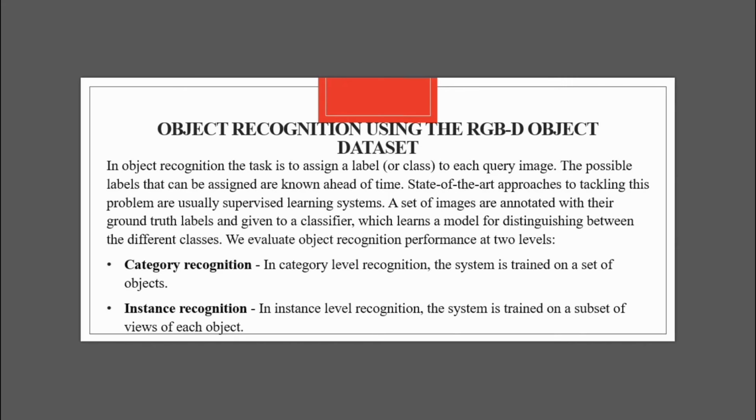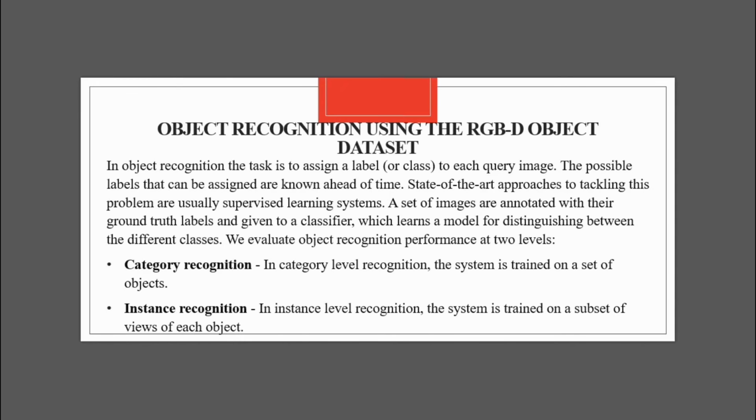We evaluate object recognition performance at two levels. First, category recognition. In category level recognition, the system is trained on a set of objects. At test time, the system is presented with an RGB and depth image pair containing an object that was not present in training, and the task is to assign a category label to the image. For example, coffee mug or soda can.